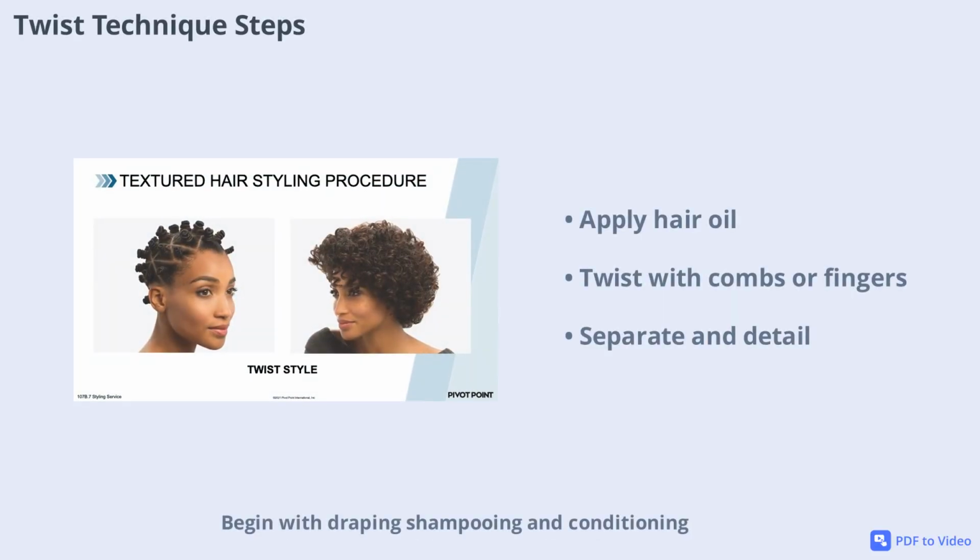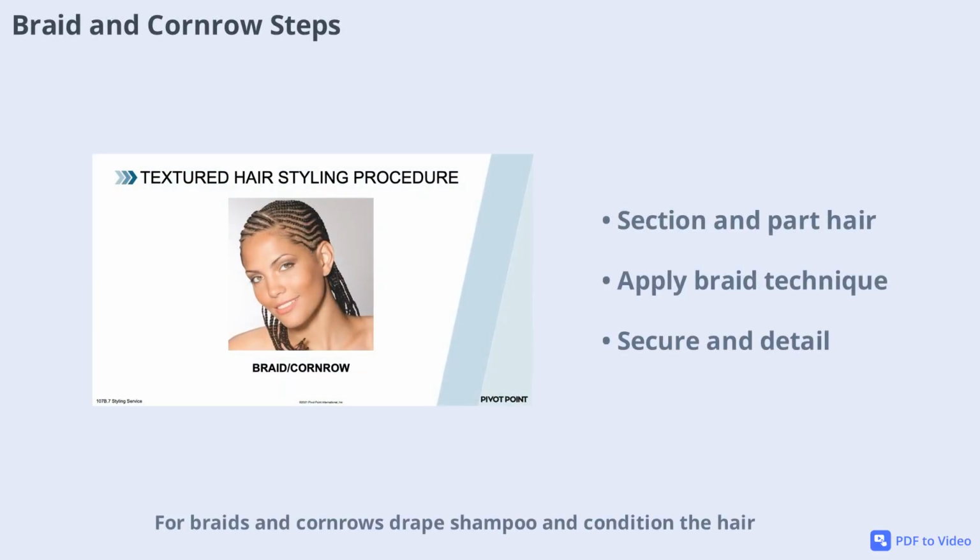Begin with draping, shampooing, and conditioning, then replace the towel with a neck strip and apply hair oil. Section the hair, apply styling gel or water if needed, and part according to the desired size and direction. Remove tangles, apply the twist technique with combs or fingers, place the client under a hood dryer, separate twisted strands, and add final details.